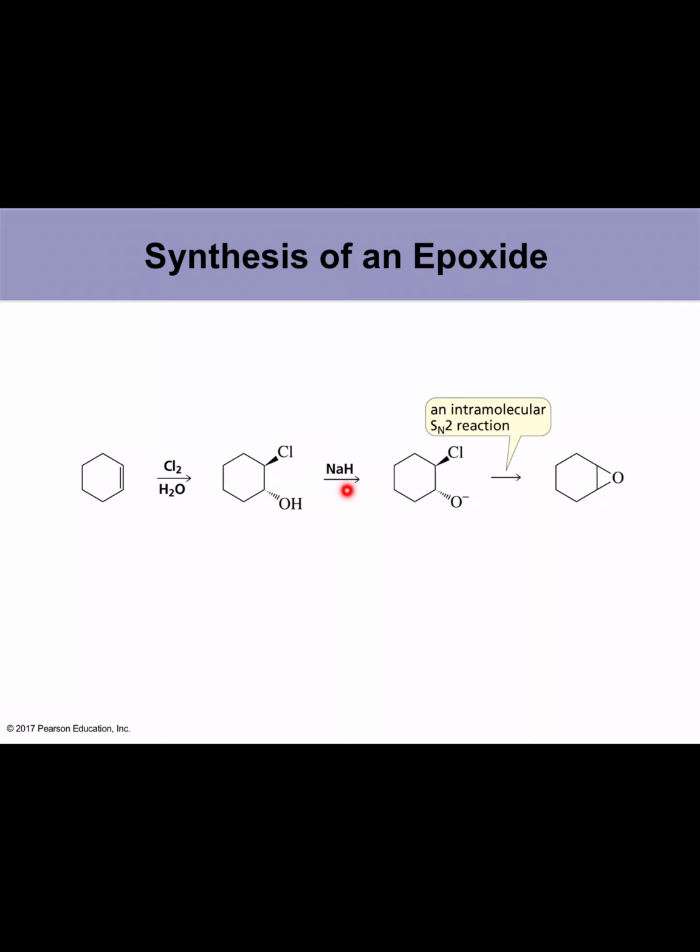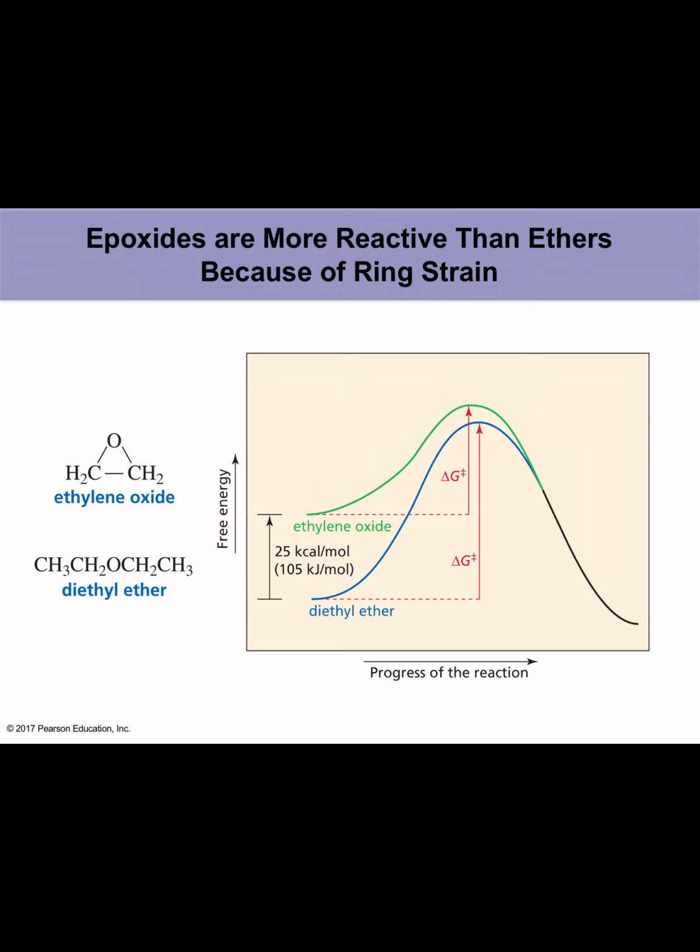And then when you add sodium hydride, which is a base, H minus grabs the proton from the OH group over here and forms an alkoxide. This oxide attacks this carbon and leaves chlorine. This is an intramolecular SN2 reaction, forming an epoxide.